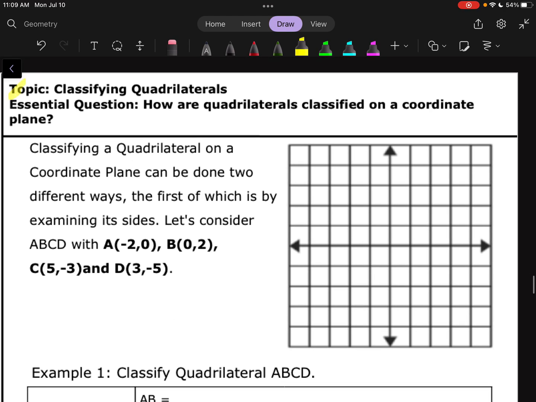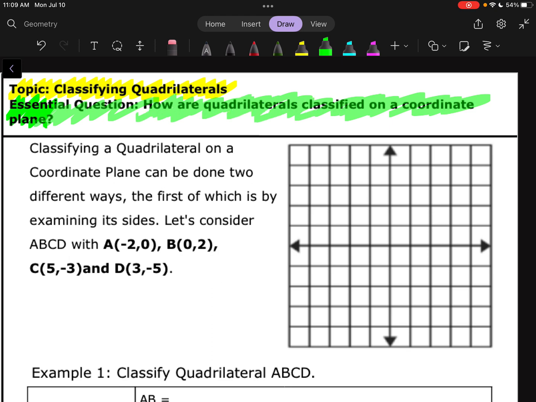Okay, so the topic for this video is going to be classifying quadrilaterals on a coordinate plane. Our essential question is essentially the same thing, just how is it done? How are quadrilaterals classified on a coordinate plane? So, first little part here says classifying a quadrilateral on a coordinate plane can be done two different ways. The first of which is by examining its sides.